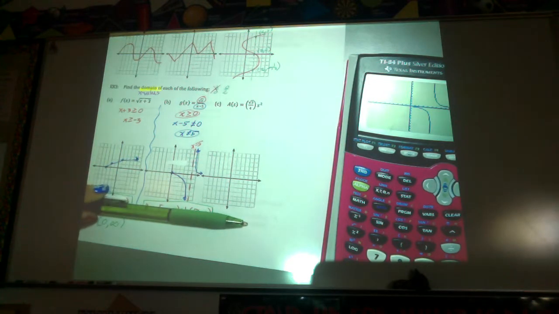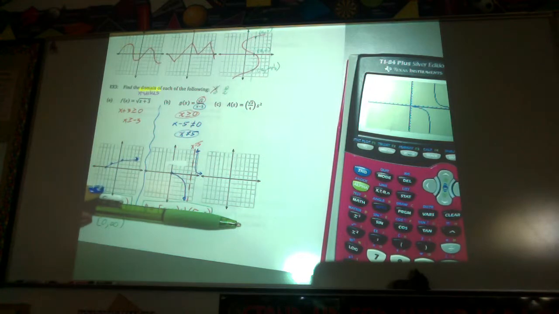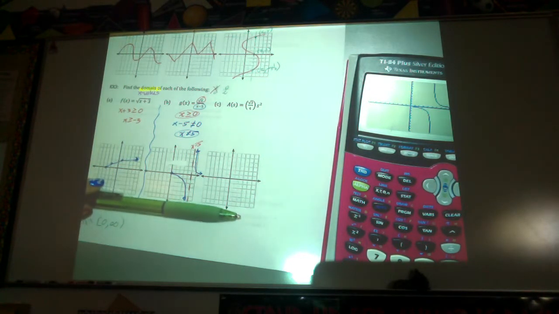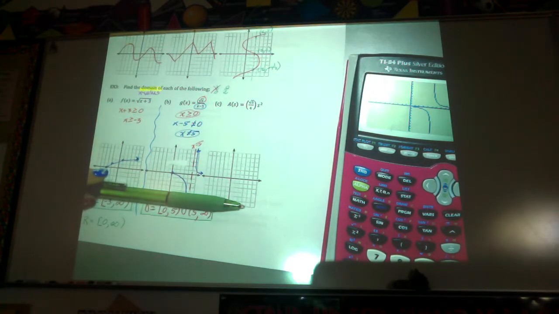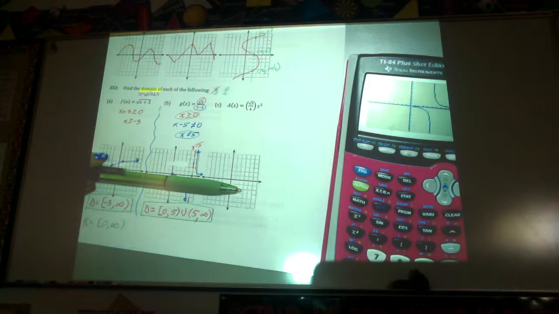As I go from bottom to top, what's my lowest y value down here? Negative infinity, right? And it goes up, up, up. It looks like there's an asymptote here, but can't x be 0? Yeah.